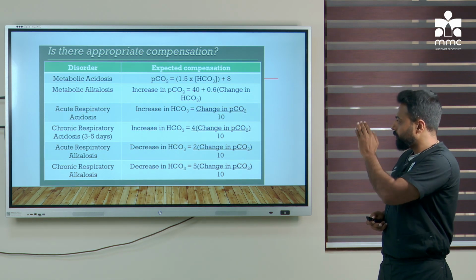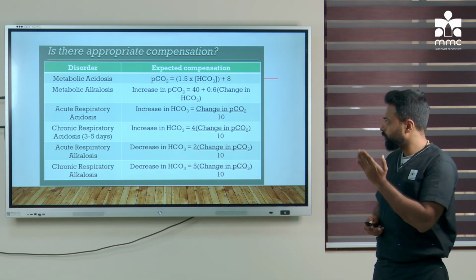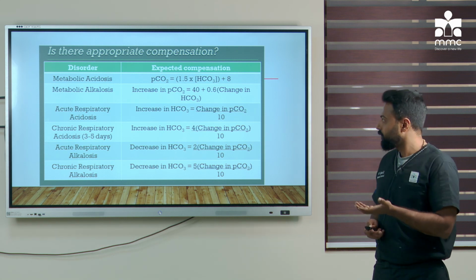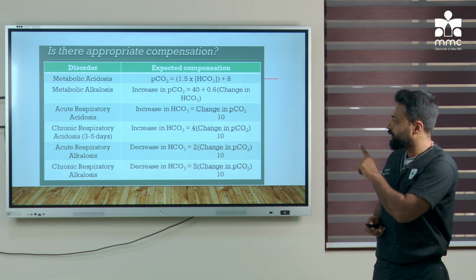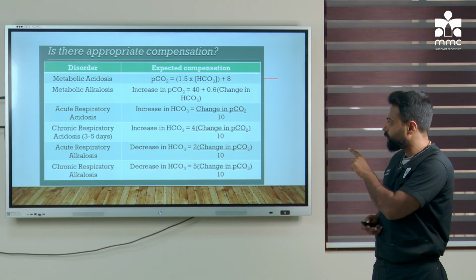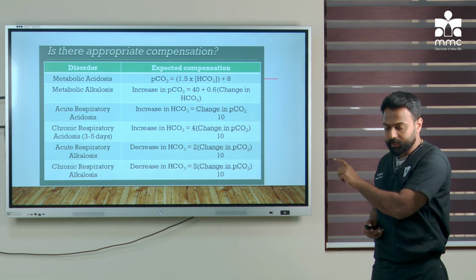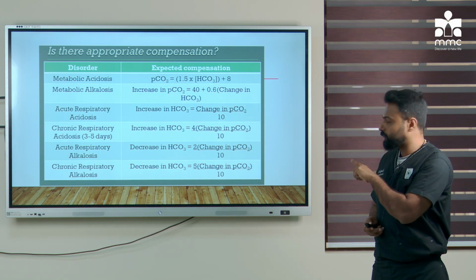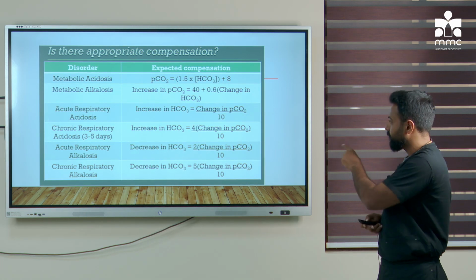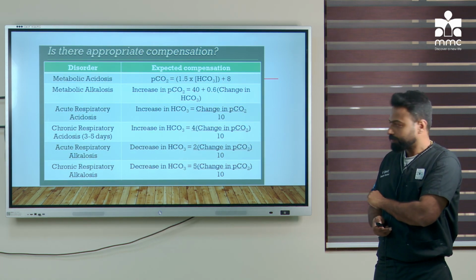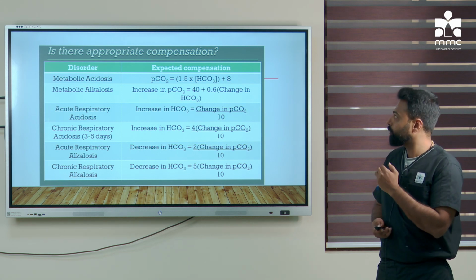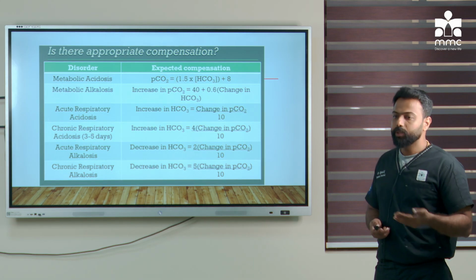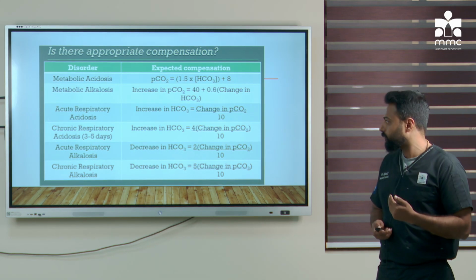So the same compensation applies for acute respiratory acidosis. You can calculate by this formula: increase in bicarbonate is equal to change in PCO2 by 10. Respiratory acidosis and respiratory alkalosis have an acute and a chronic component, and the compensation is a little different. Okay. So this is how you calculate the compensation. You can apply this formula to any clinical scenario, get what the compensations could be, and correlate clinically.